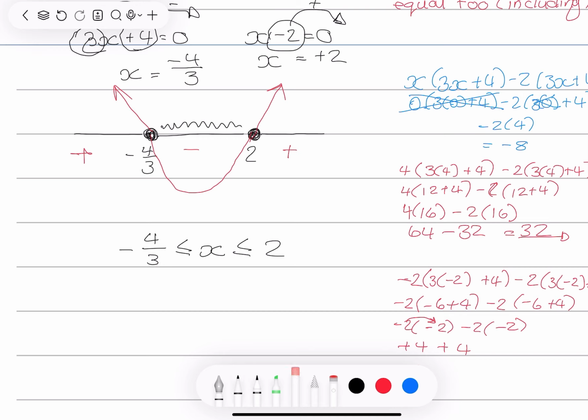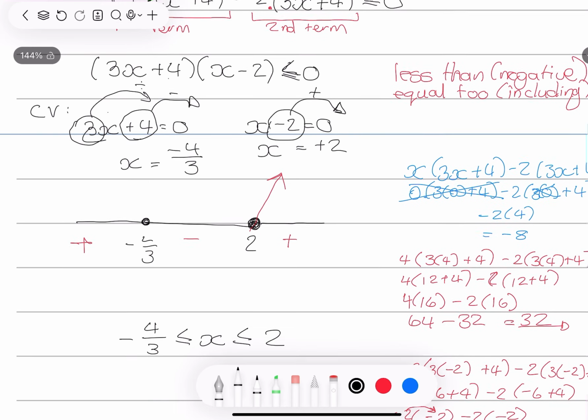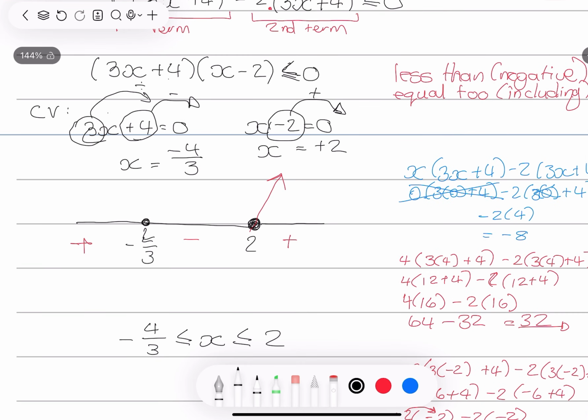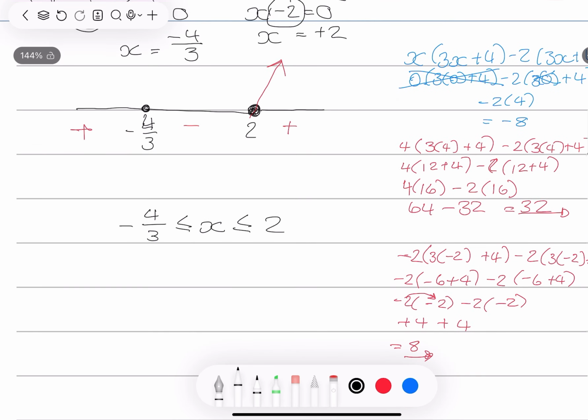Okay, so let's just redraw that again. I just wanted to show you, is this negative 4? So this is negative 4. And let me just redraw our parabola, just so you kind of have it.